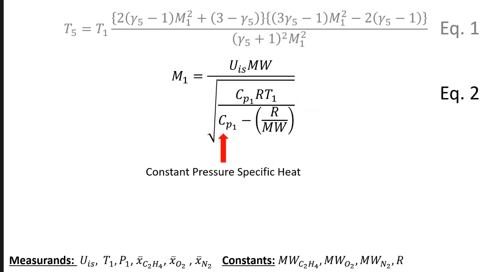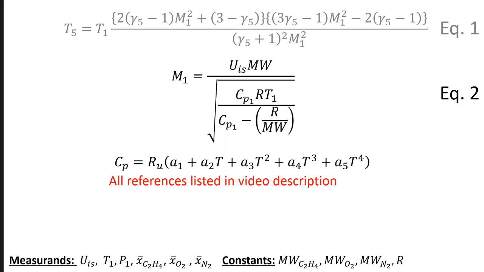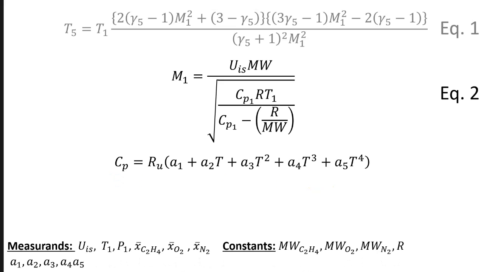But CP1 is the constant pressure specific heat at state 1, and that's not a constant or a measurand either. It can be determined using a temperature-dependent 5-coefficient polynomial developed by NASA. Although A1 through A5 are provided in a database from NASA and are therefore known, they do have an uncertainty associated with them. So we'll treat those as measurands.